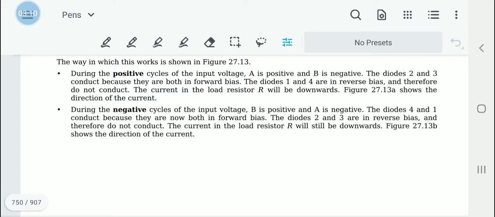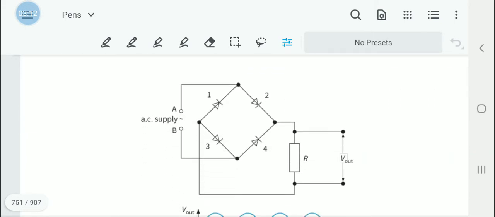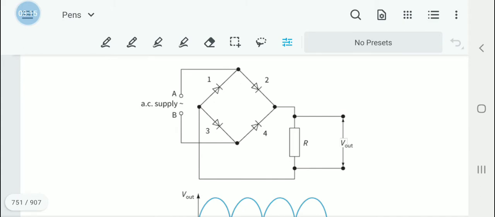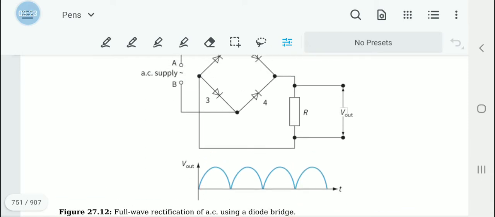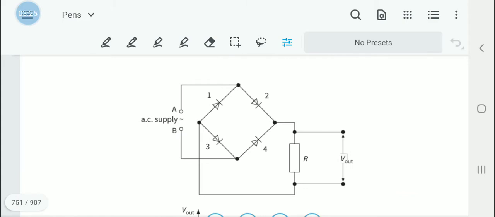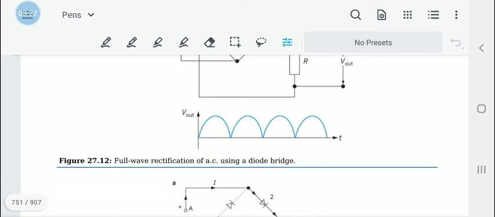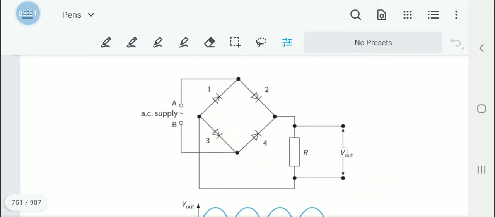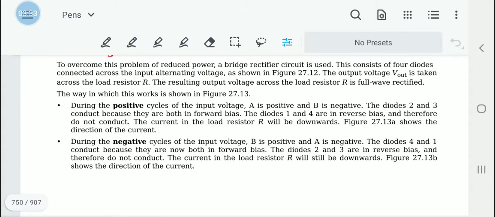We will look at the diagram first and then we will come back to this. So there is an AC supply and the current is supplied in this direction as shown here, right? And then the V out voltage is going to be fully rectified in that manner. So let's see how it is done.